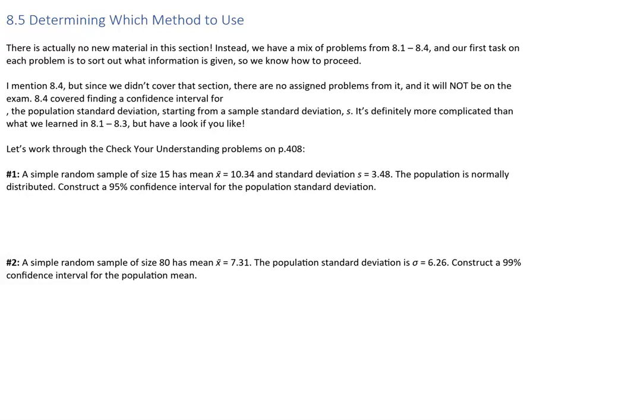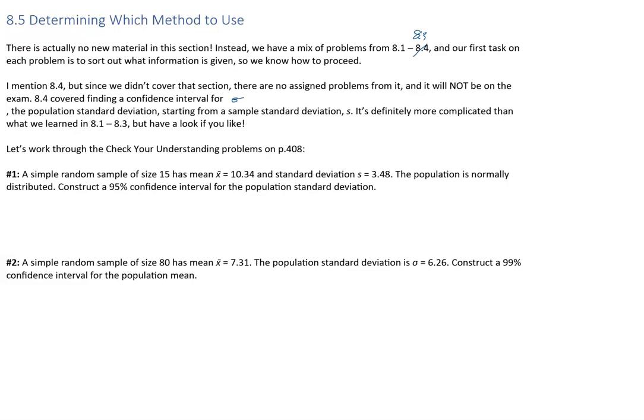Instead, we have a mix of problems, and it does say from 8.1 to 8.4, but really that should just be 8.3. And our first task on each problem is to sort out what information is given so we know how to proceed. I mentioned 8.4, but since we didn't cover that section, there are no assigned problems from it, and it will not be on the exam. 8.4 covered finding a confidence interval for sigma, the population standard deviation, starting from a sample standard deviation S. It's definitely more complicated than what we learned in 8.1 to 8.3, but have a look if you like.